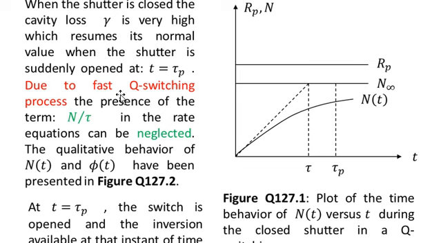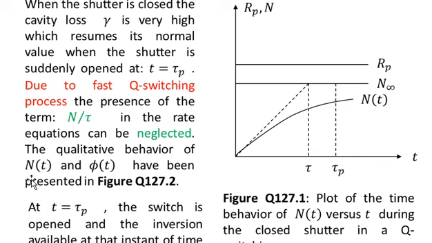Due to the fast Q switching process, you see that our Q switching process is very fast. That is, we can open the shutter for a very small instant of time, and at the same time we can close the shutter very quickly. So due to our fast Q switching process, the term N over tau, which deals with the decay of the population inversion through spontaneous emission in the rate equation, can be neglected, because the Q switching time is very short and very fast.